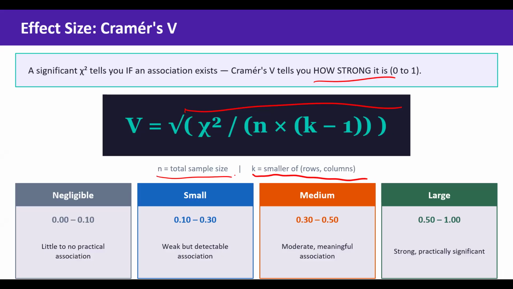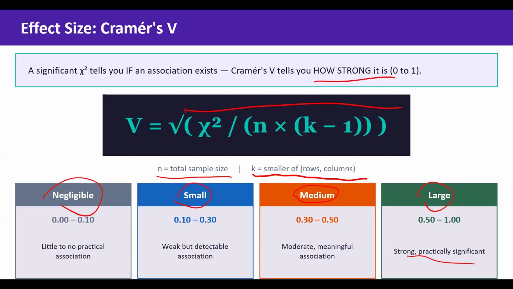So this is the benchmark, right? Negligible, small, medium, and large. It depends on the V values. V between 0.00 and 0.10 means little or no practical association. 0.1 to 0.3 would be weak but detectable association. If it is 0.3 to 0.5, then it's moderate, meaningful. And from 0.5 to 1, it's going to be very strong, practically significant.